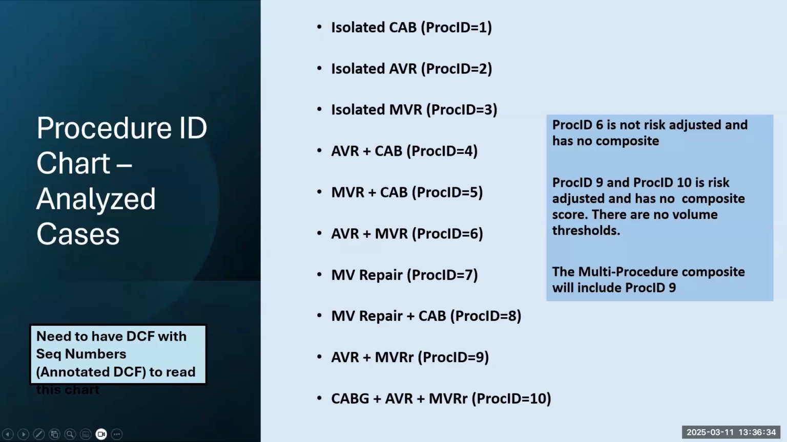Kelly asks, what do you mean no composite score? Isn't there the new composite star rating? I thought the AVR plus MVR is risk adjusted because it has a risk score. So AVR plus MVR, PROC ID 6, is risk adjusted, but it has no star rating.